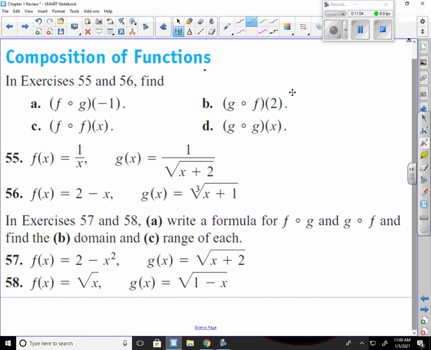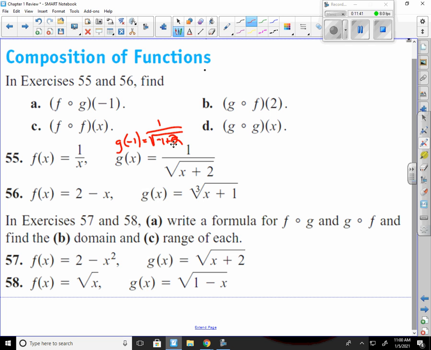All right, looking at composite of functions, if it's a question like A, where I have a number that I'm plugging in, it's always going to be easier to plug that number in first. So I have f of g of negative 1 for number 55. That means that I'm going to start by plugging negative 1 in to g everywhere I see an x. So this would be g of negative 1 equals 1 over the square root of negative 1 plus 2. That's where I plugged the negative 1 in at, because there was an x there.